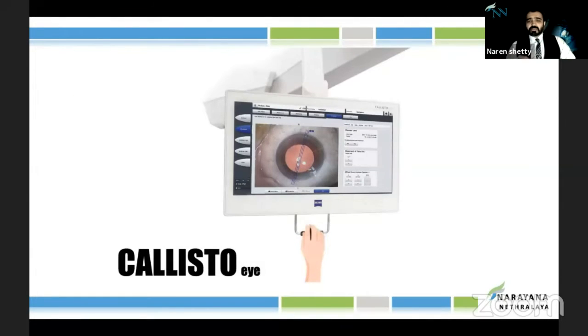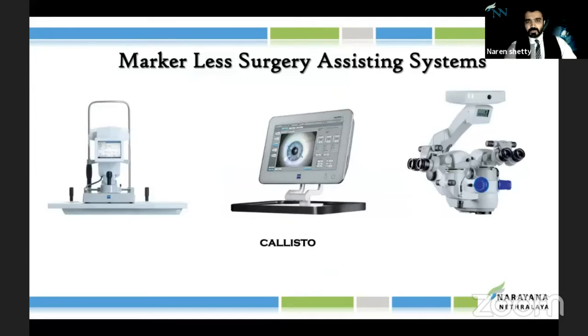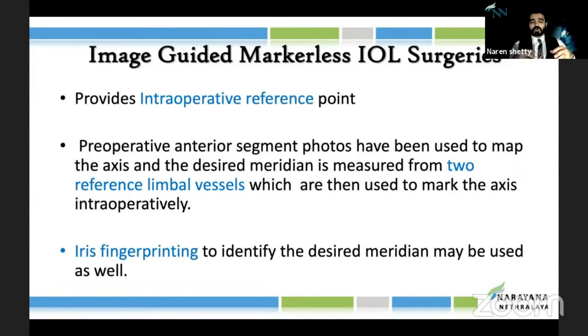This is where Callisto comes into the picture. It is a markerless system which gives you an intraoperative overlay in the microscope itself, using data from the limbal vessels acquired during the IOL Master acquisition. In terms of a full package machine, IOL Master is definitely the machine to go for. You have everything from formulas to wireless transfer of your data and so on.